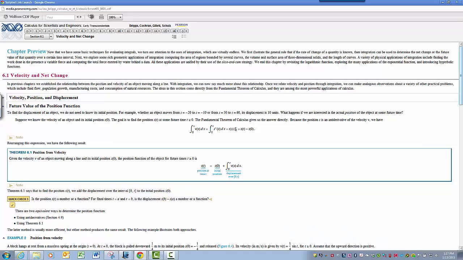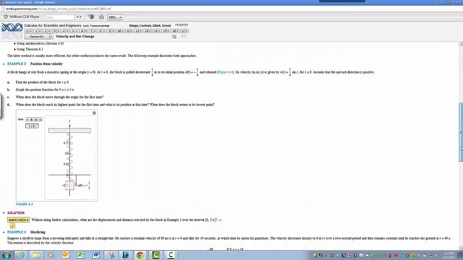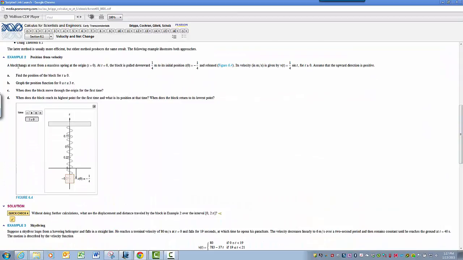So let's go ahead and work an example. Example number 2 says that you have a block that hangs at rest from a massless spring at the origin, which is position 0. At time 0, the block is pulled downward 1.4 meters. Okay, so that's this picture right here. So it's down 1.4 meters, and then it's going to be released. So it's going to bounce up and then down, and it's going to oscillate according to this function up here.